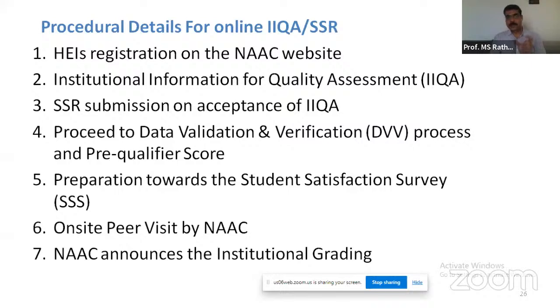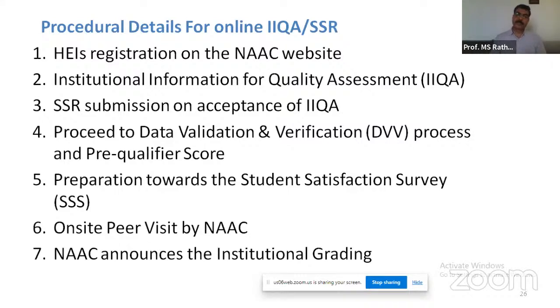So here one point is to be taken care of: if the institute finishes the IIQA first and then prepares for the SSR, they would have only 45 days, because this is the time limit. So what would be better is that you fill the IIQA but do not submit it, and then the SSR is to be prepared.